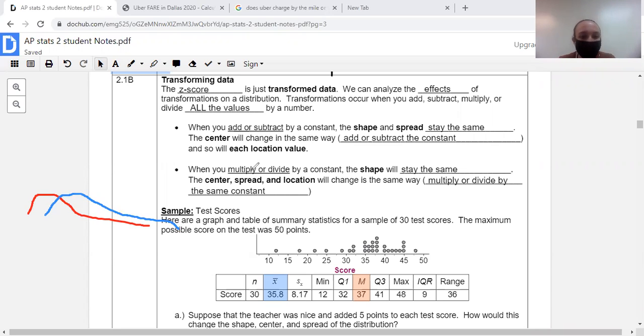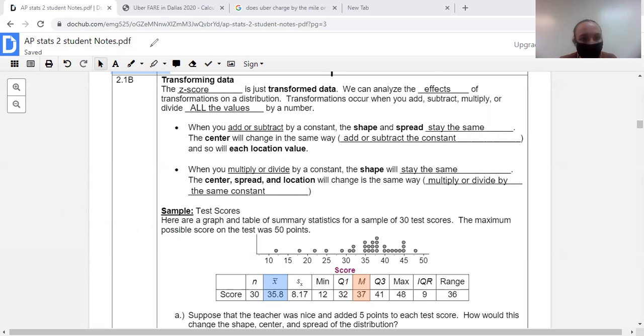But if we multiply or divide, the shape will stay the same. So it will still be the same shape, but the center, spread, and location will change. So if we have something like this that's pretty compact and we decide to multiply it by 3, let's say, the whole thing is going to move and it's going to be more spread out. So we'll see a lot more changes with that.